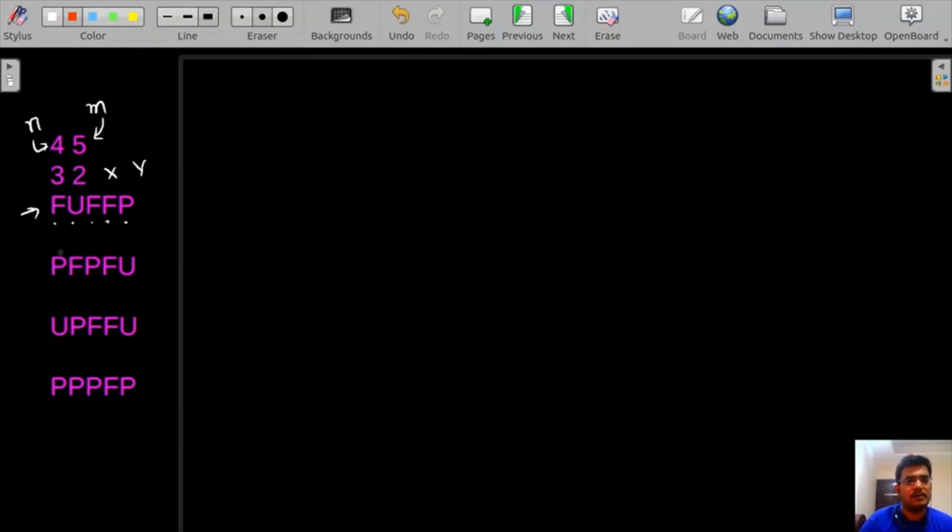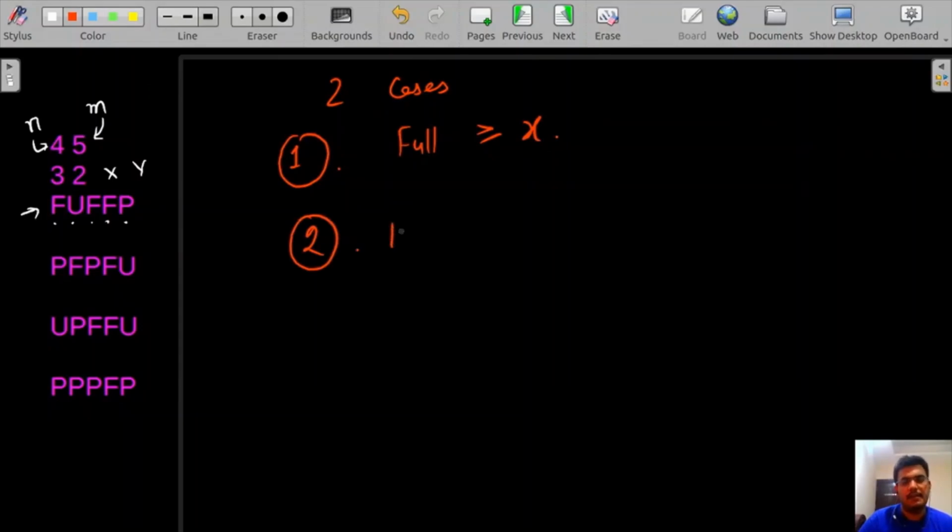So if you talk about this particular question, then the two cases will be that the first one is that the number of fully solved questions is greater than or equal to X, or the second condition is that the number of fully solved questions equals X minus 1 and the number of partially solved questions should be greater than or equal to Y. So this is also a constructive problem itself.